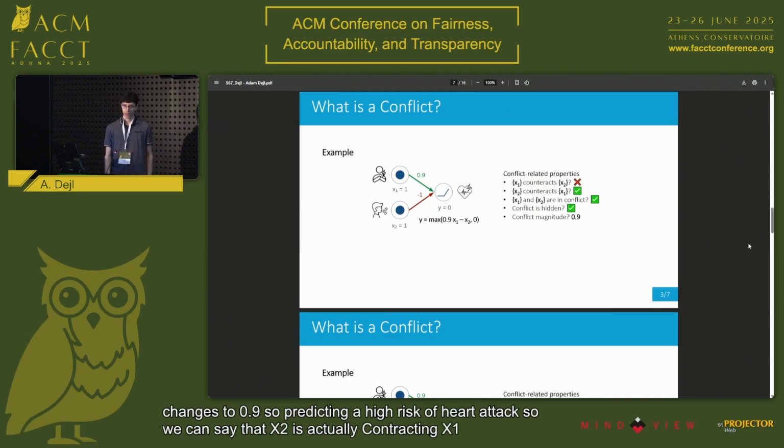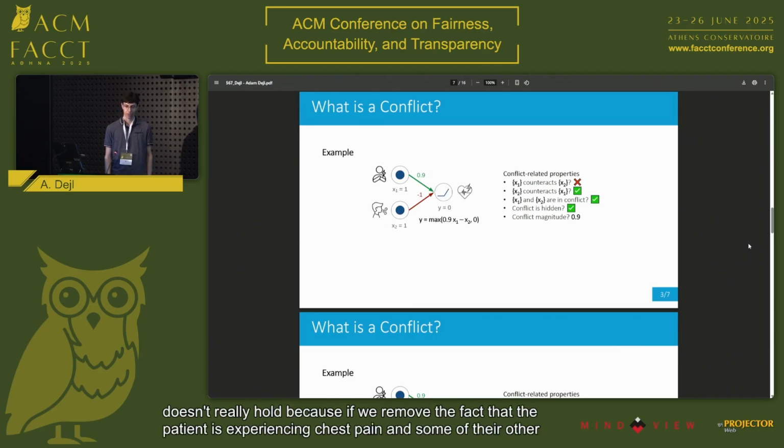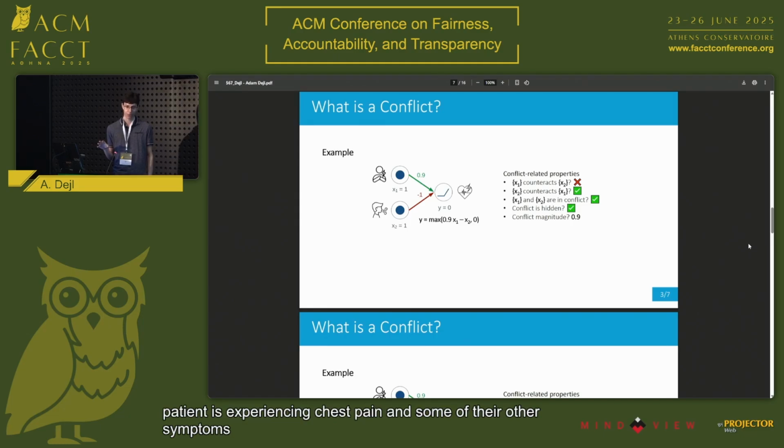The vice versa doesn't really hold, because if we remove the fact that the patient is experiencing chest pain and some of their other symptoms are worsening breathing, we still conclude there is very low risk of heart attack. So the vice versa doesn't actually hold. But even though there is only one direction in which these features counteract each other, we can still say that the two pairs of features are actually in conflict, because we see being in conflict as a symmetrical property. And I mean, this is just an example. You can find all the definitions in the paper. I didn't put them in the slides because we wouldn't be able to cover them in the short time we have.